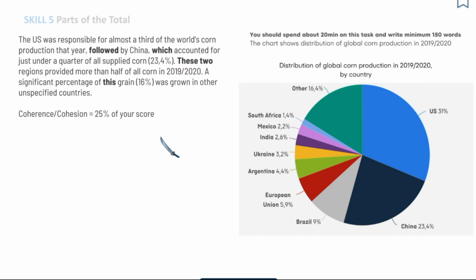As you probably know, one of the criteria of assessment of your report is coherence and cohesion. So this element is responsible for 25% of your score. Coherence and cohesion is all about logic, organizing, the flow and structure of your report. If you want to make your paragraph more coherent, more cohesive, you can use these tools over here.